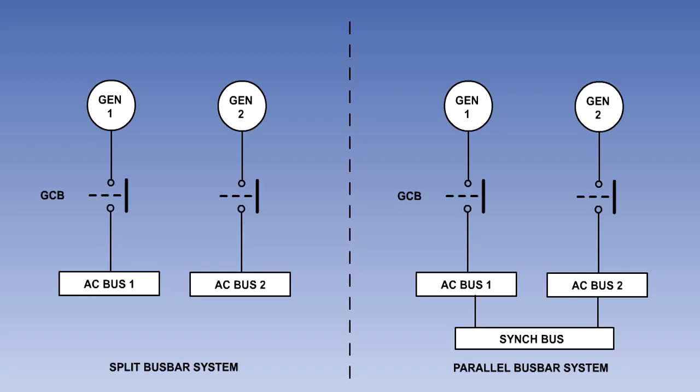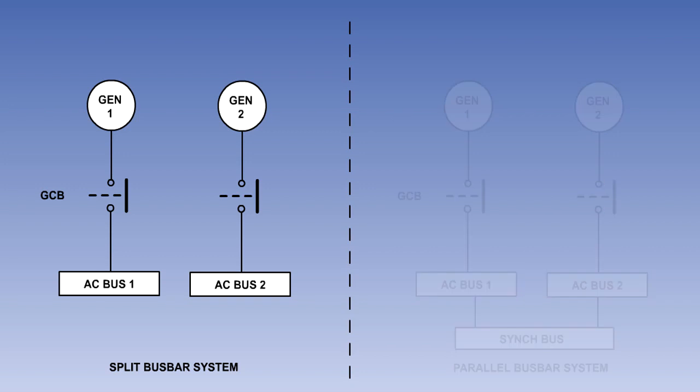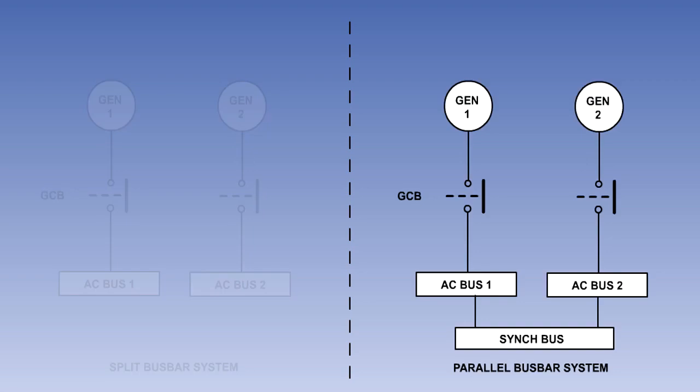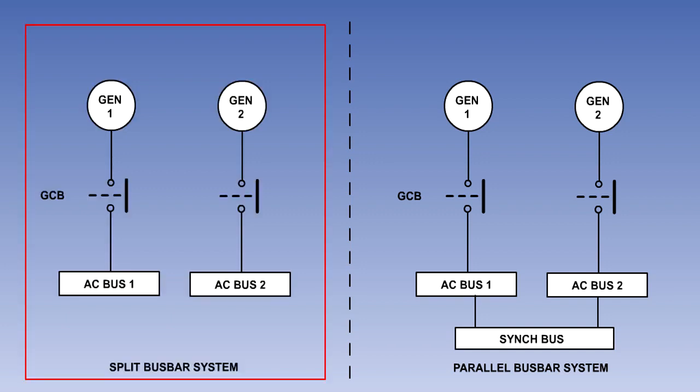Multi-engined aircraft AC supply distribution systems will either be of the split busbar type, where each generator operates independently, or of the parallel busbar type, where each generator carries a share of all the loads. In this lesson, we will look at the split busbar type of system.